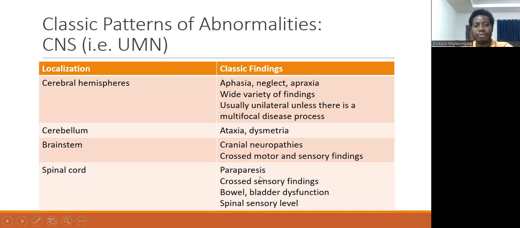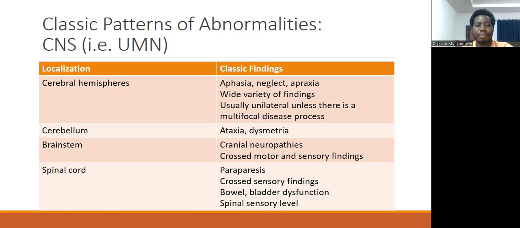If it's in the spinal cord, you have paraparesis. Sometimes you could have quadriparesis if it's higher up. You will have crossed sensory findings. You have bowel and bladder dysfunction and spinal sensory levels. So it's not always that you find all these, but if you find more parameters fit in one category than any other, therefore it will lead you to thinking the localization is in that area.